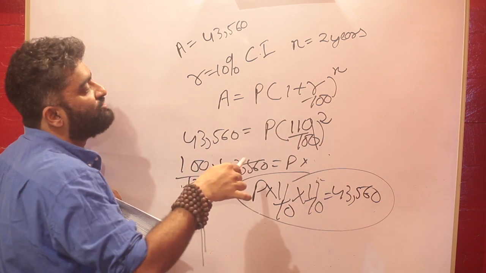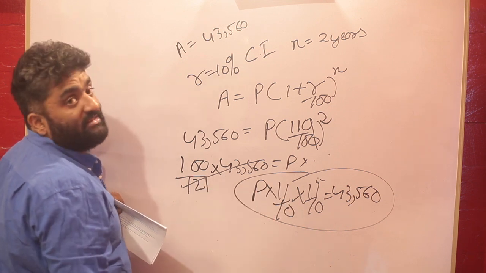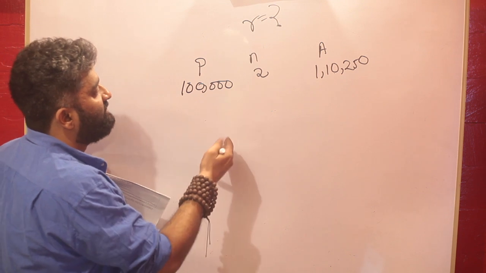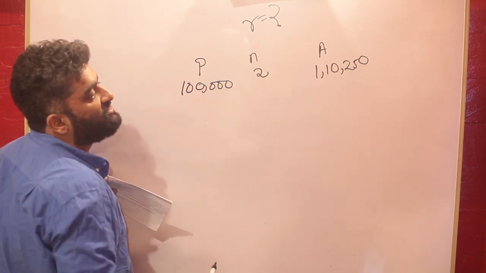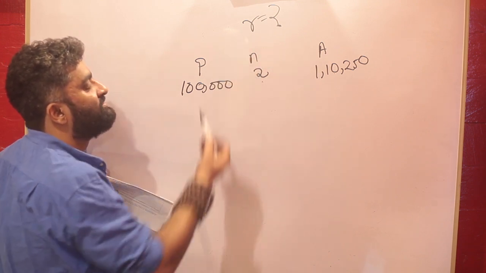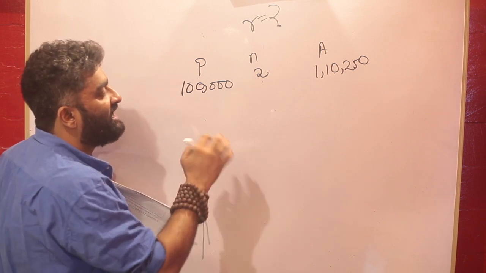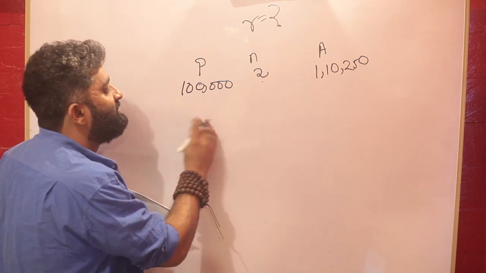Obviously, the next question is going to be, the rate is going to be missing, right? So let's try that example. Okay, so as expected in this example, we have the principal as 1 lakh, we have the final amount as 1,10,250, and we have the time period as 2 years, and the question is about the rate of interest, right? So this is one trouble area that we encounter in compound interest, that is finding the square root. And what do we mean by that?